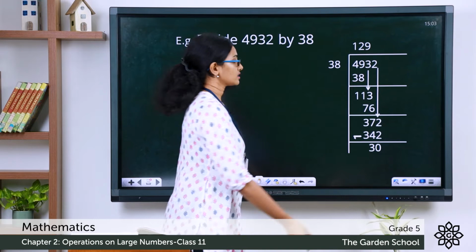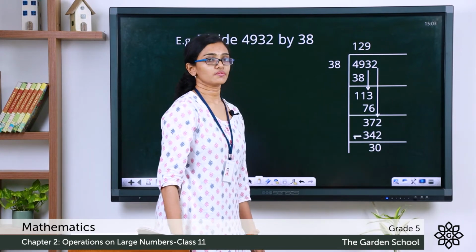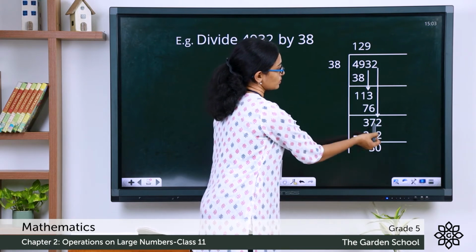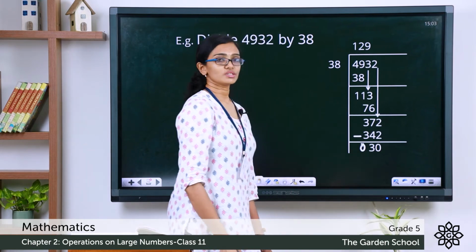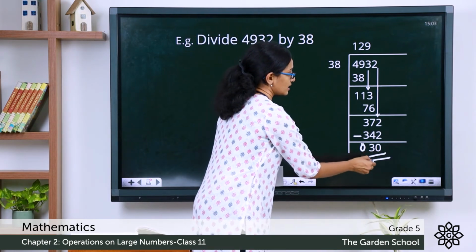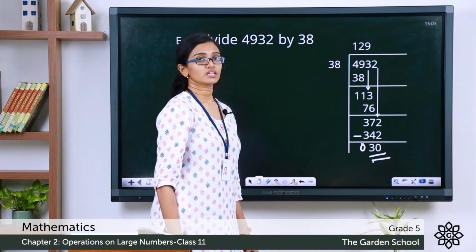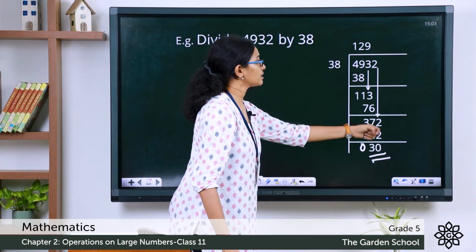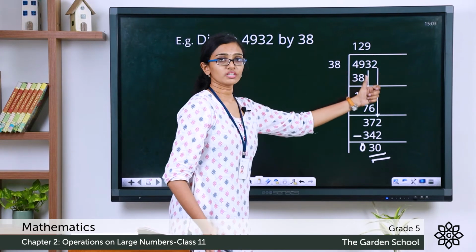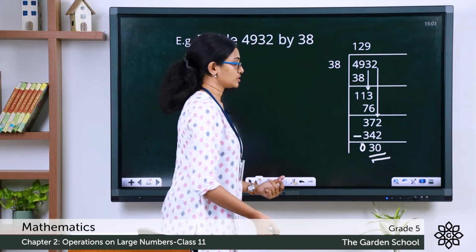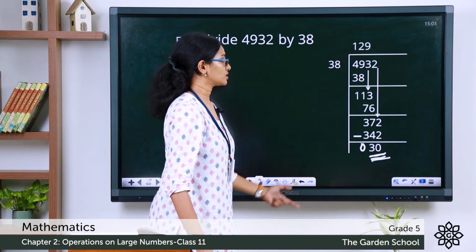We have to subtract these two numbers. So, 372 minus 342. 2 minus 2 is 0. 7 minus 4 is 3. And here also it is 0. So, now we got 30 here. And can we divide this 30 by 38? No, right? And do we have any more digits to bring down? No. So, when there are no more digits to bring down, we can stop the division, and what we get at the end is the remainder of this division.